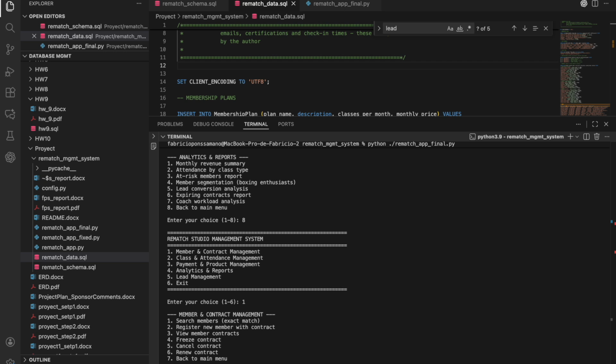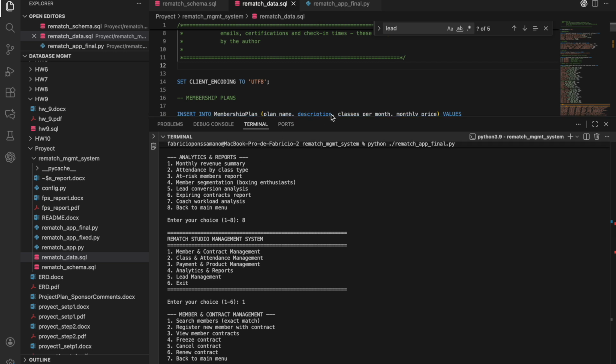Tracking inventory through inventory transactions is in section 3 on payment and product management. It's more on the little shop that they have at reception. And managing and recovering leads, that's the fifth section, the Rematch Studio. And the fourth section, analytics and reports, covers analytics such as monthly revenue, which is not revenue, it's more like just plain income with no spendings, attendance by class, and identifying risk members.